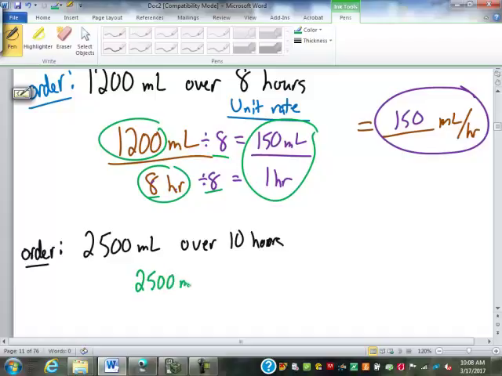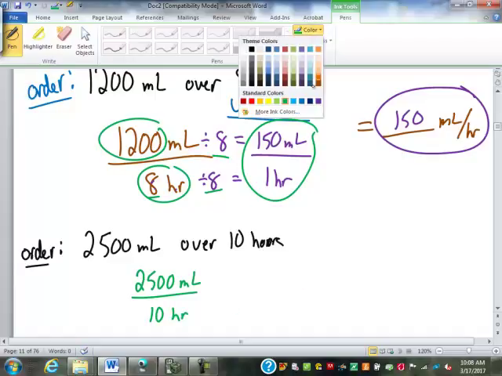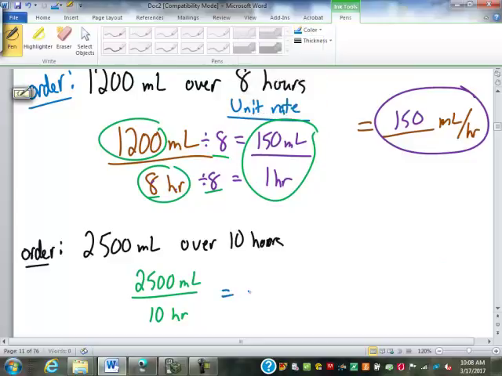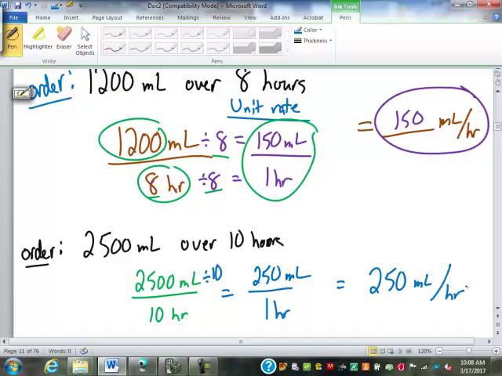Well, again, I make this a rate. 2,500 milliliters over 10 hours. As a unit rate, I know it's going to be 1 hour. What do I have to divide the 2,500 by? 10. 2,500 divided by 10 is 250. So 250 milliliters over 1 hour, or 250 milliliters per hour.